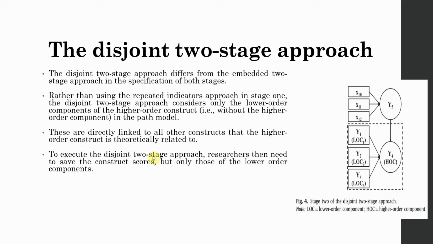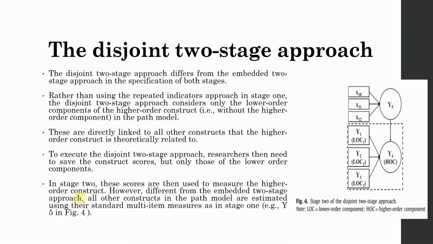Now to execute the disjoint two-stage approach, researchers then need to save the construct scores, that is your latent variable score, but only those of the lower order components. So we only save the scores of lower order components. And in stage 2, we use these scores to measure the higher order constructs. However, different from the embedded two-stage approach, all other constructs that do not have a higher order construct will remain and will be utilized as is, as they were at the first stage.